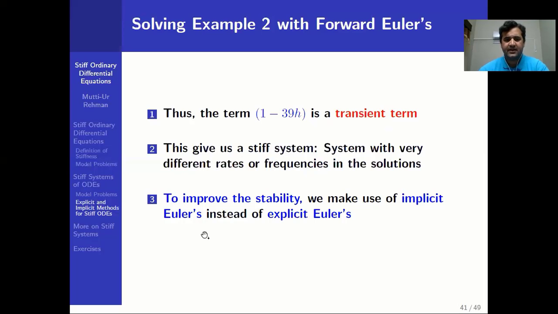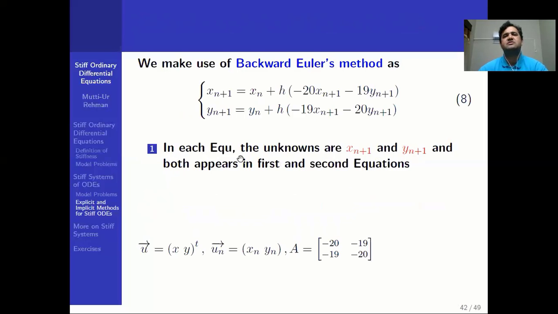Okay, and now to improve the stability, one can use the implicit Euler method instead of, let's say, the explicit Euler's method. So if you use the implicit Euler method, what I have used here is basically the backward Euler's method. You can see that the information available here is also appearing over here, and the same is true for this one.